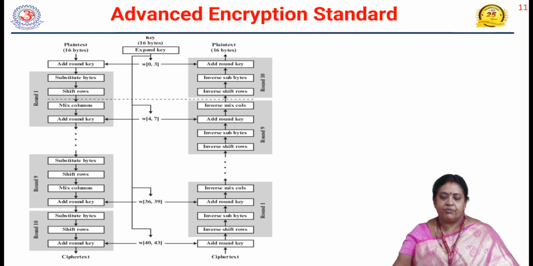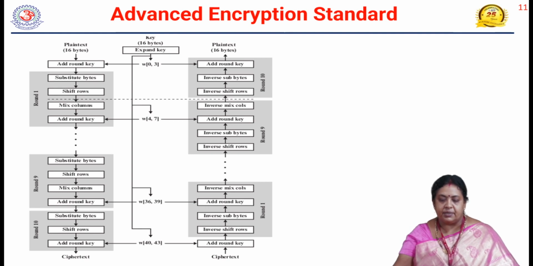Then the output is given for round 1. In this round 1, we have 4 transformations, but for the last transformation, we make use of the key. Then the output is given for the next round, and like that it flows. Then the output is given for the n minus 1 round, that is the 9th round. Here we have 4 transformations only, and after that we give the output to the 10th round. Here we have 3 transformations only. The mix columns transformation is not present in the 10th round. In each round we make use of a round key, which is represented as 4 words, word 0 to word 4, expanded from the main cipher key.